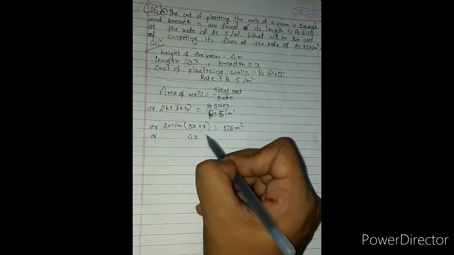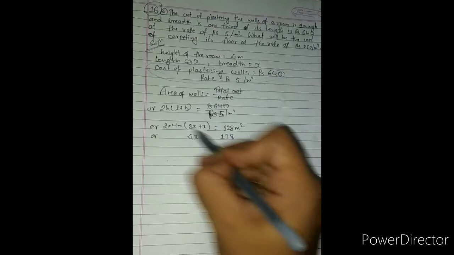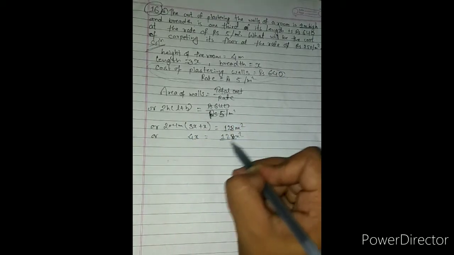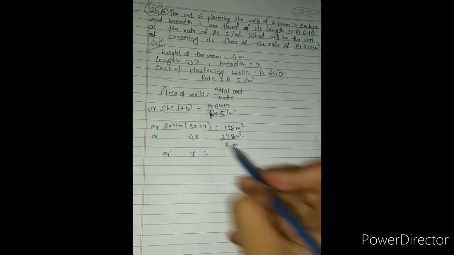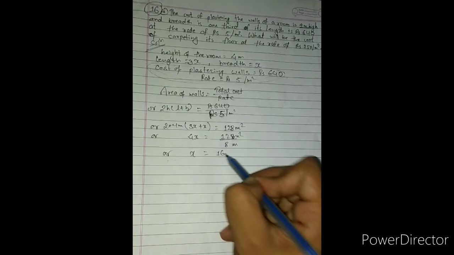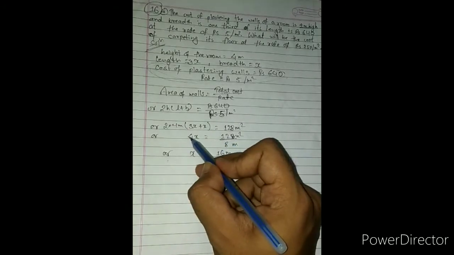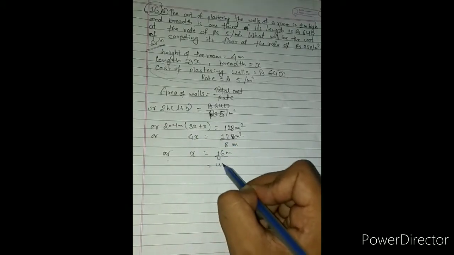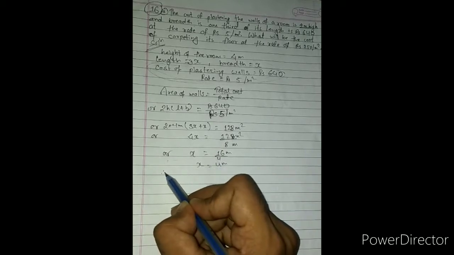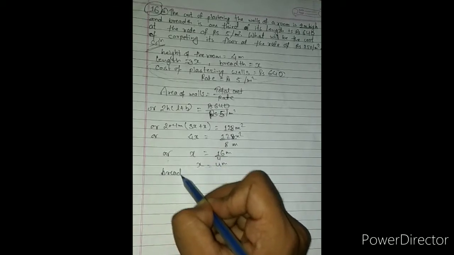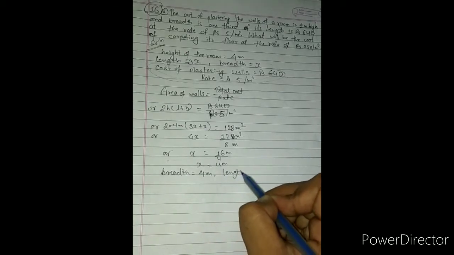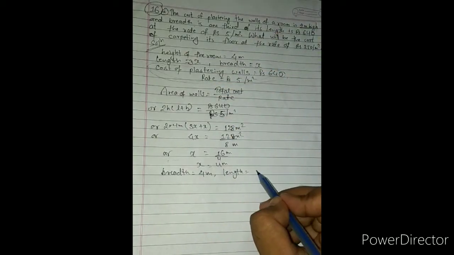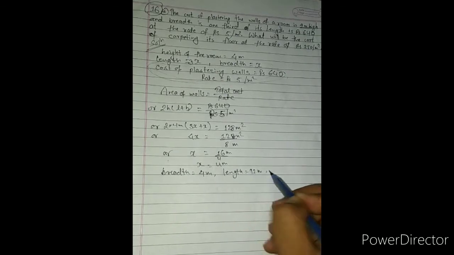So 4x equals 128. The 4 goes to the other side, 128 divided by 8 is 16 meter, and now again this 4 comes down, so 4 meter. Therefore from here breadth is equal to 4 meter, and length is 3 times 4, which means 12 meter.